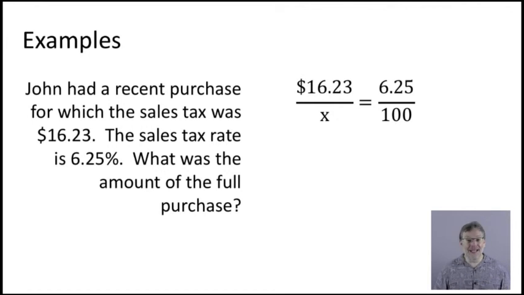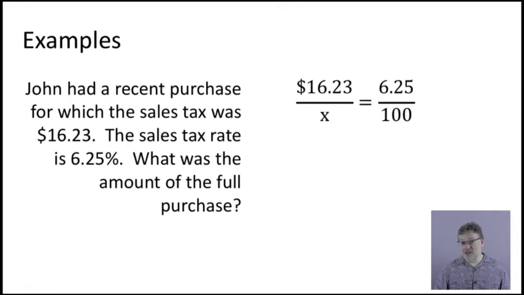All right. Well, again, here the rate is easy to pick out at 6.25. So on the right-hand side, we have 6.25 over 100. On the left-hand side, we've got to figure out what's the amount and what's the base. Well, in this case, we're actually trying to find the amount of the full purchase.